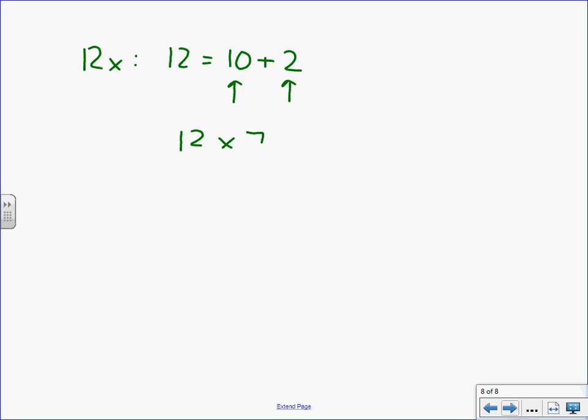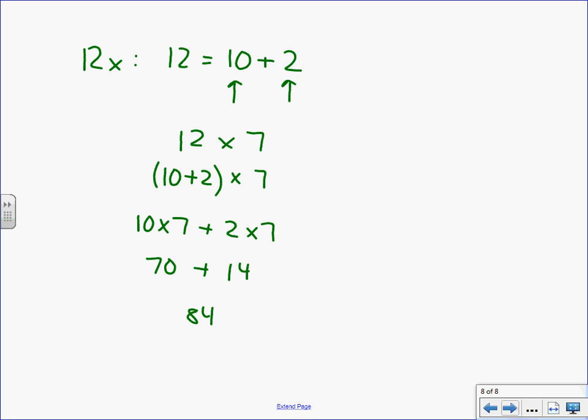If you want to do 12 times 7, it's the same as 10 plus 2 times 7. And it's the same as 10 times 7 plus 2 times 7. You know 10 times 7, that's 70, plus 14. 70 plus 14 is 84.